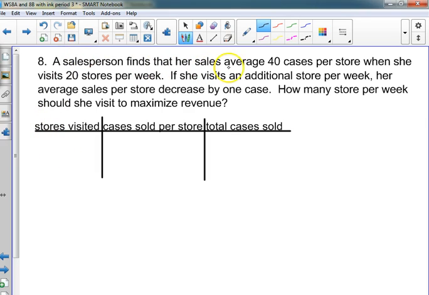A salesperson finds her sales average 40 cases per week when she visits 20 stores every week. So when she goes to 20 stores, she sells 40 cases to every store manager. So she sells a total of 800 cases. Everybody okay so far? If she visits an additional store, so she decides she's going to go to 21 stores, she chit-chats a little less. They get a little less happy with her, and her sales go down by 1. So this goes down to 39.